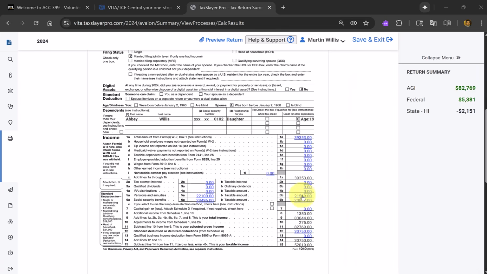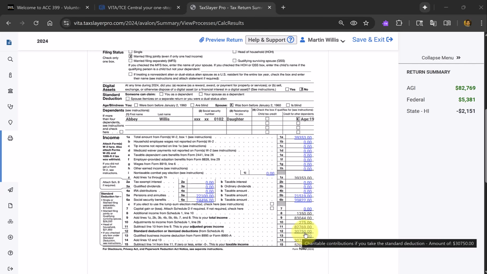Yeah. Here's additional income, 1350. This should be the cancellation of debt and the prize money. Total. And here's the 250 being subtracted for Martin's classroom costs. Subtotal. Standard deduction.